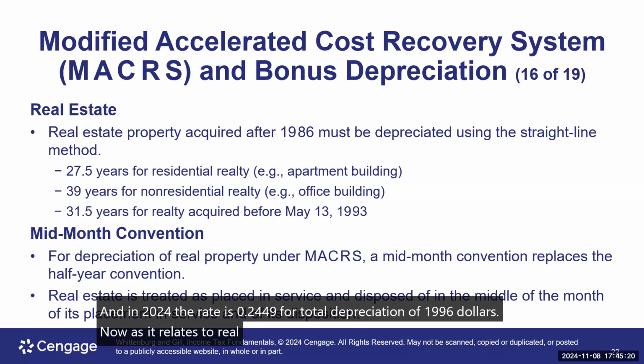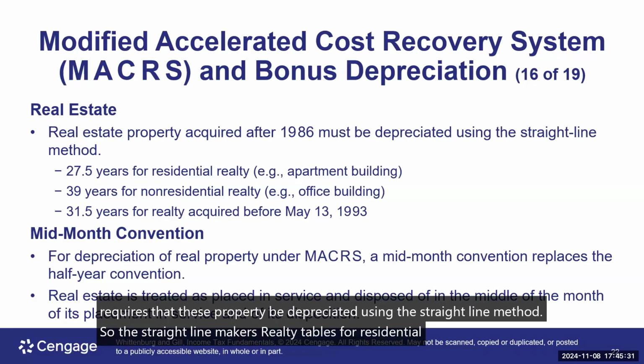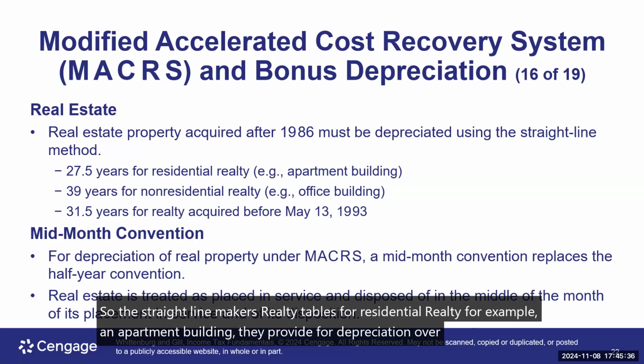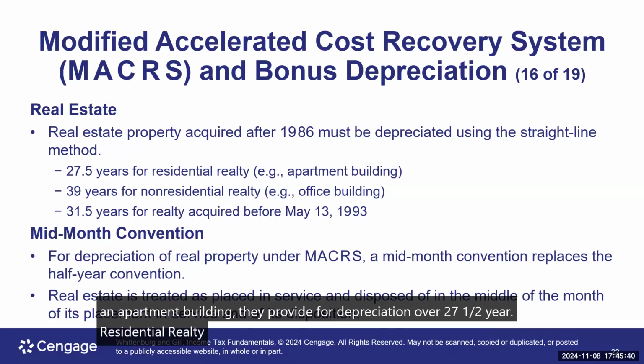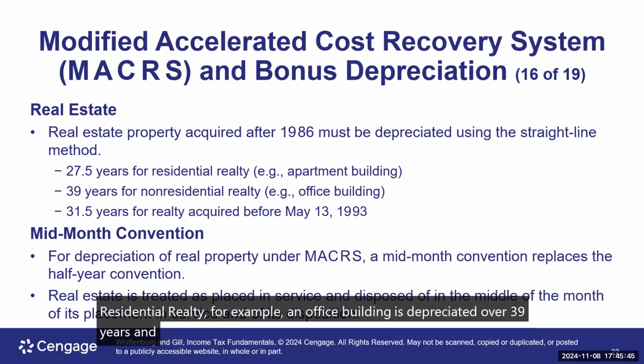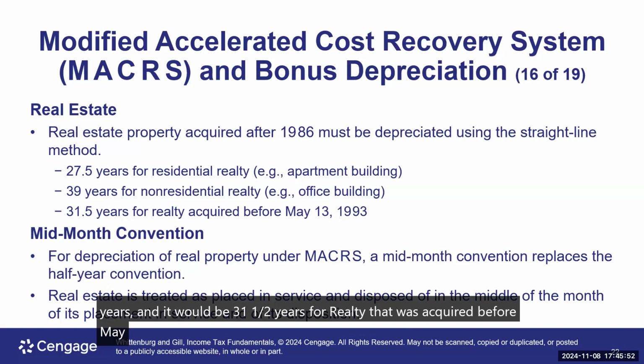Now, as it relates to real estate acquired after 1986, MACRS requires that the property be depreciated using the straight line method. The straight line MACRS realty tables for residential realty, for example an apartment building, provide for depreciation over 27 and a half years. Non-residential realty, for example an office building, is depreciated over 39 years. And it would be 31 and a half years for realty that was acquired before May 13th, 1993.